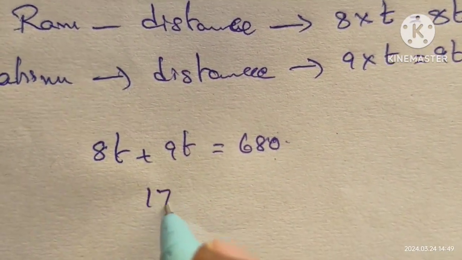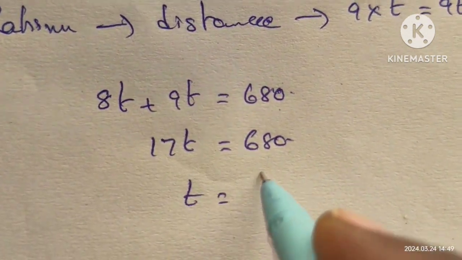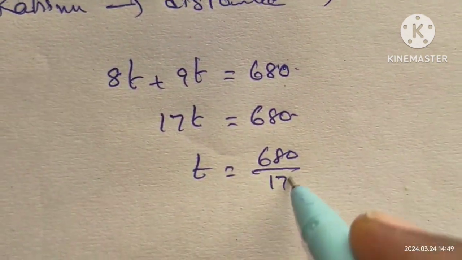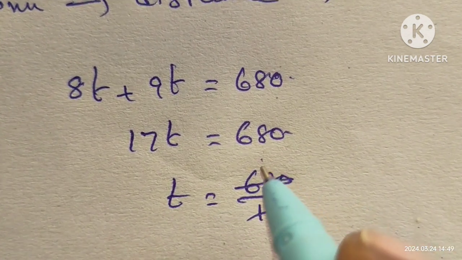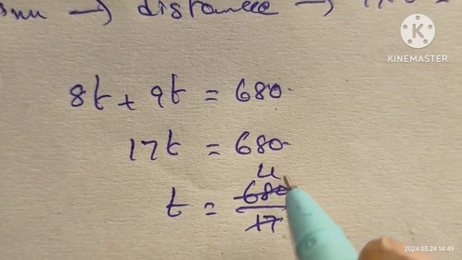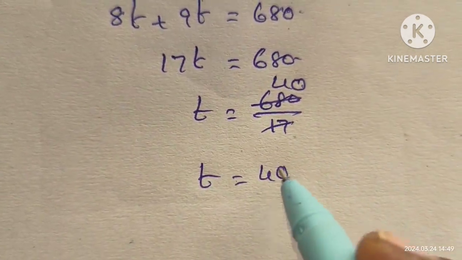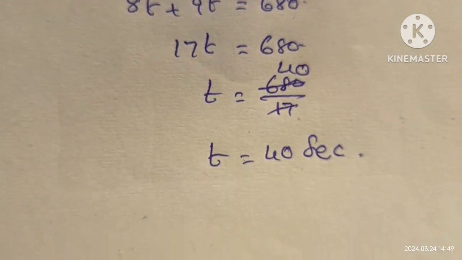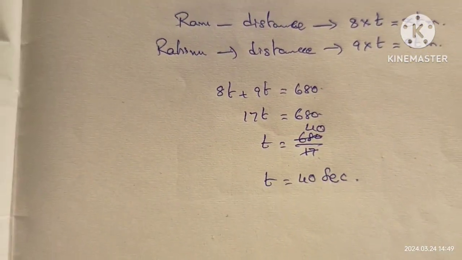It is 17t equal to 680 meters. Then t equals 680 by 17, which is 40. So the time is 40 seconds. That means they will meet after 40 seconds.